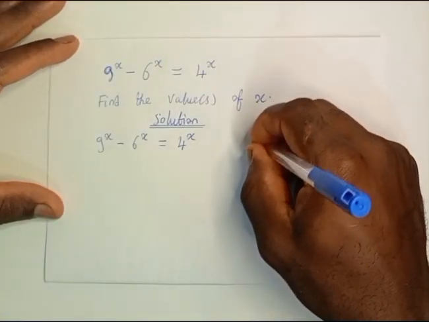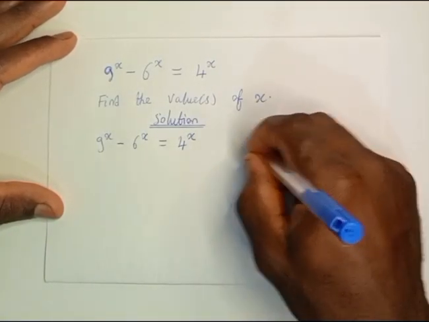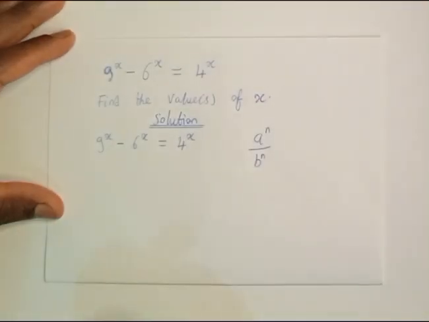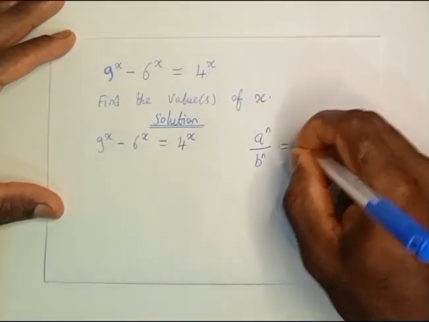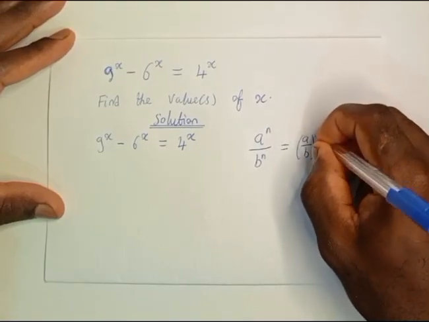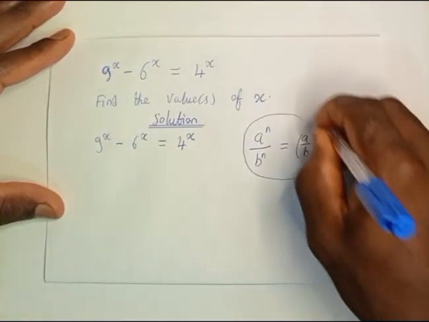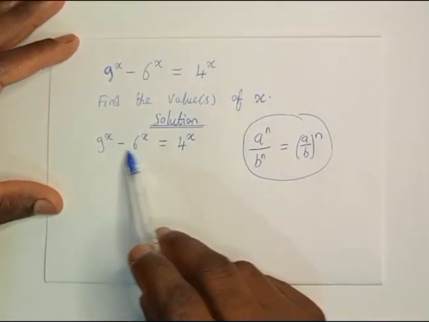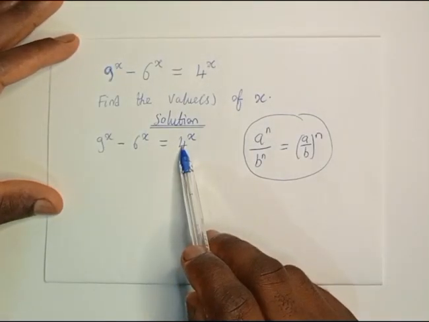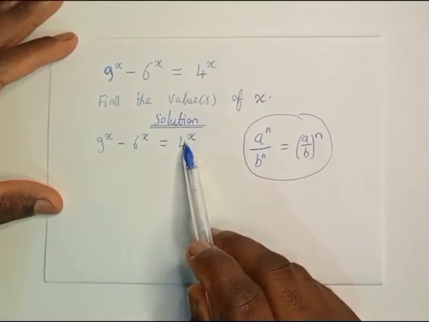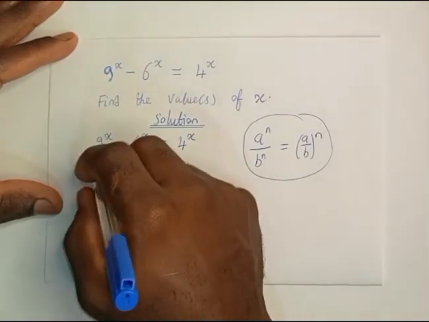If we have a raised to the power n all over b raised to the power n, they are all raised to the same power, this will simply be equal to a over b, all this raised to the power n. What we are going to do at this level is divide both the left hand side and the right hand side by 4 raised to the power x.